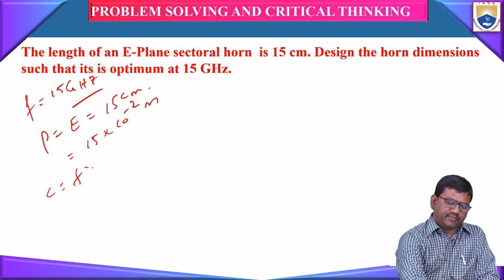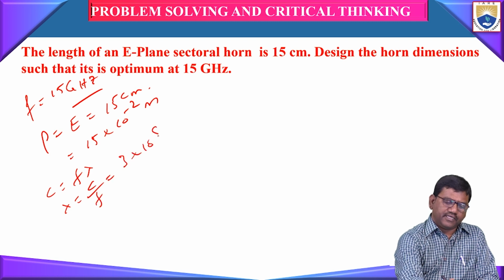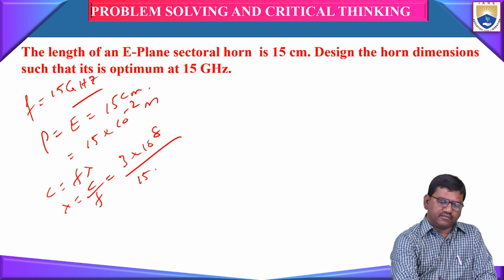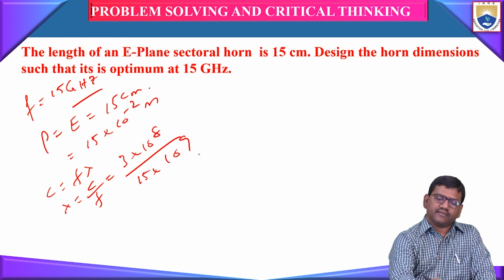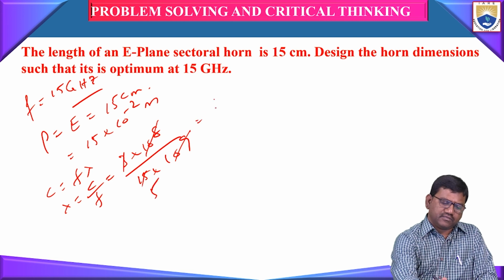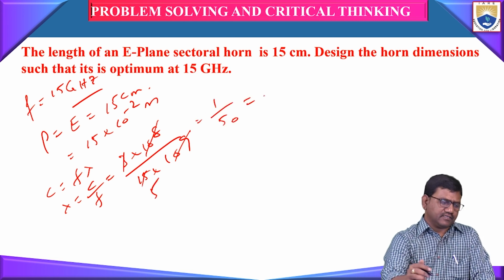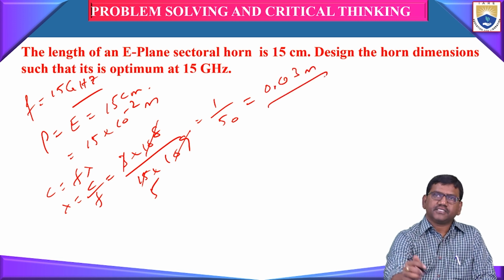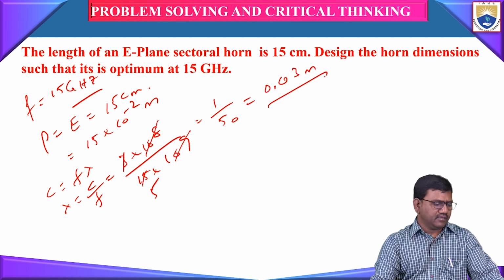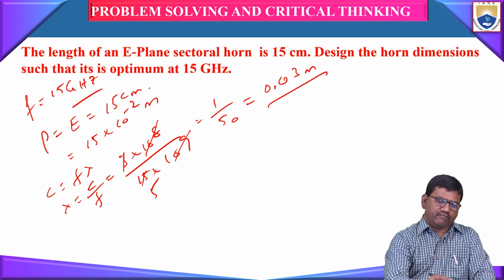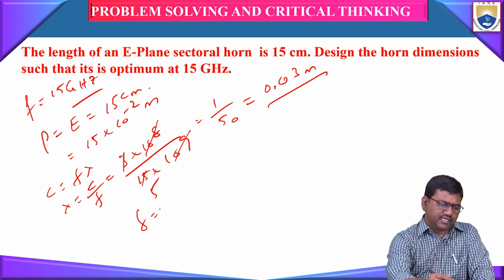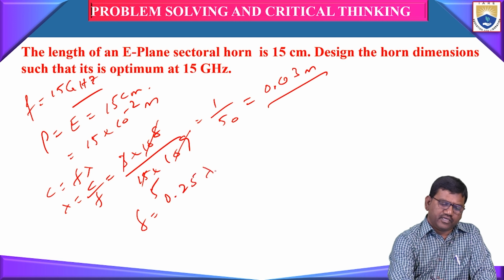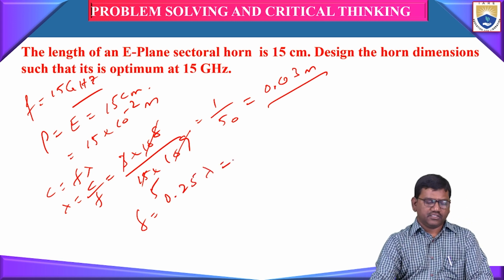C is equal to F lambda, so lambda is equal to C by F. C is equal to 3 into 10 power 8 divided by 15 into 10 power 9. So 10 power 8 and 10 power 9, and 3 ones are 3, 3 fives are 15. So this is equal to 1 by 50, which is 0.03 meters. This is the value of lambda. Now we need to find out the value of delta. Delta is equal to 0.25 lambda.